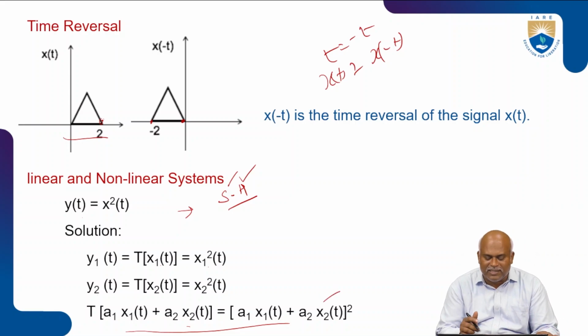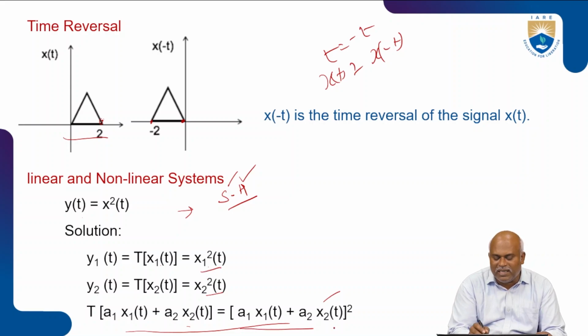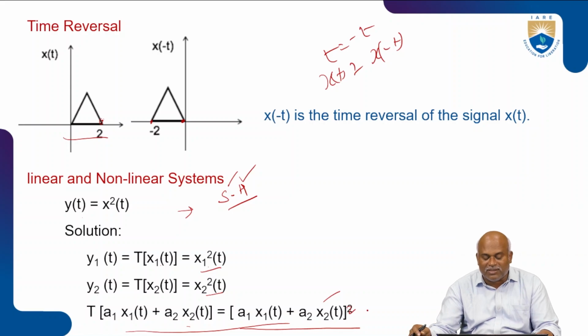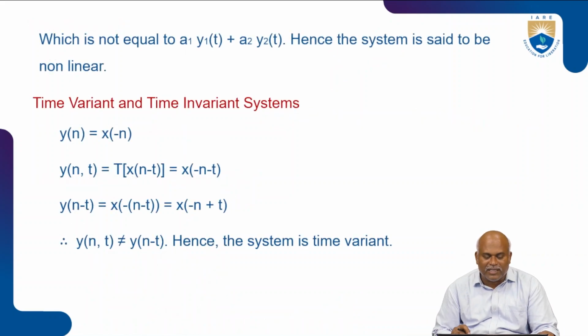Now in this case, what will happen? These are represented as a square, but here the signal is going to be the square of a1 x1 of t plus a2 x2 of t, whole square. So then we need to expand, then you can verify for both the signals. Both the signals are not equal. That's why it's not a linear system. It's a non-linear system.